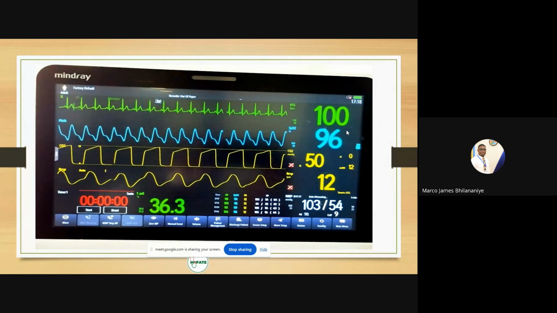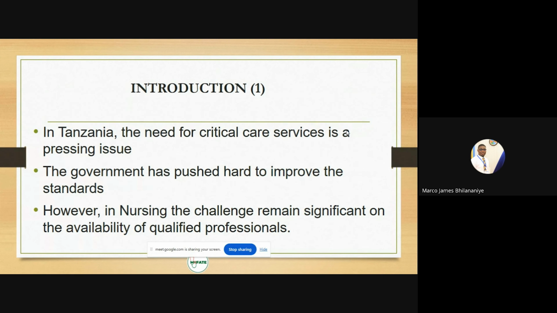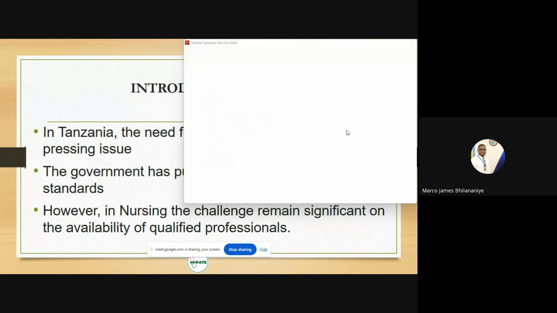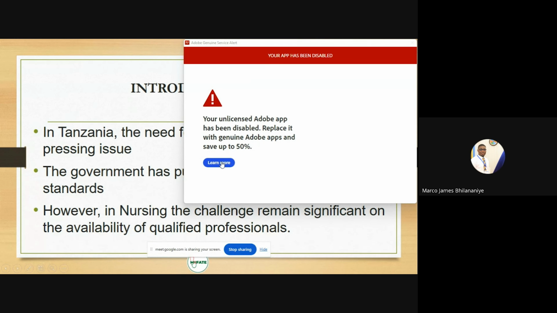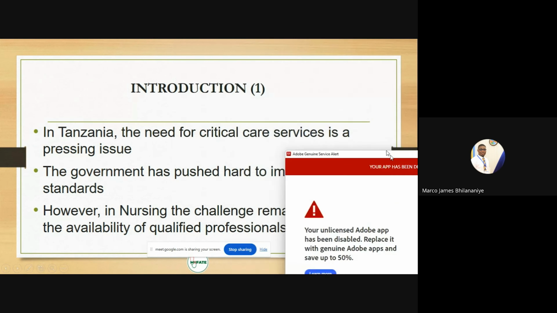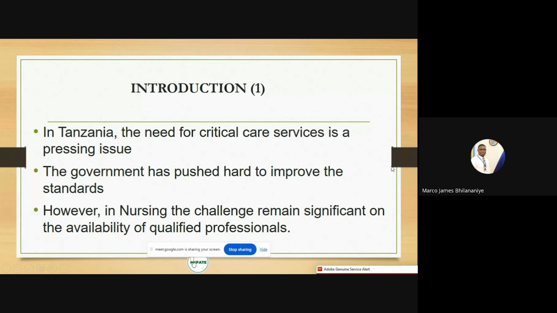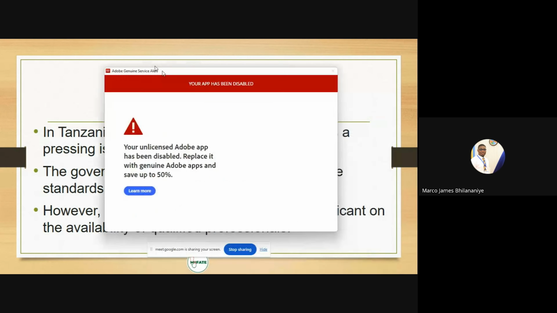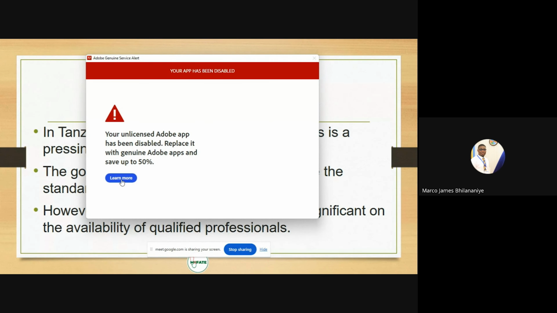So next slide. In Tanzania, the need for critical care service is a pressing issue, as we have discussed so many times, as the government has tried to push hard to improve the standards. We just see the buildings, infrastructure, equipment, advanced medical equipment, and other things. However, challenges remain significant on the availability of qualified professionals, as most of our ICU nurses who are taking care of critically ill patients do not have a good background in critical care services.